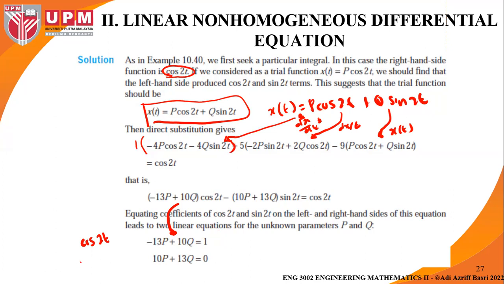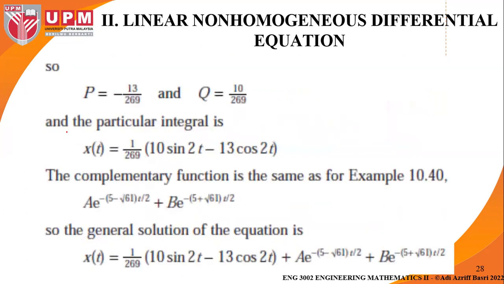Okay, the second one is sin 2t. On the left side, the sin 2t is 10p plus 13q. On the right side, the constant equals 0. So you have 2 equations here, and you want to find p and q, which are 2 unknowns. So automatically you get the answer: p is negative 13.269 and q equals 10 over 1060.